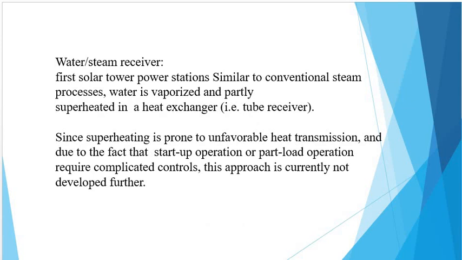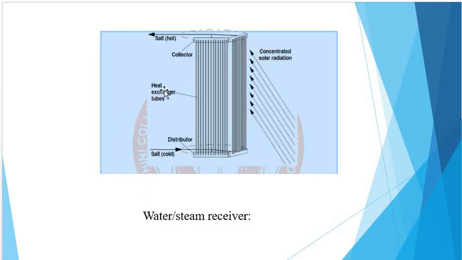Water steam receiver. The first solar tower power station was similar to the conventional steam process. The water is vaporized and partly superheated in a heat exchanger. Since the superheating is prone to unfavorable heat transmission and because startup operation or part load operation requires complicated control, this approach was not developed further. So this is a steam water receiver system.